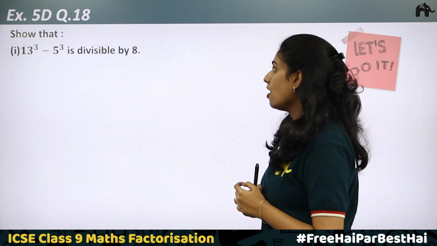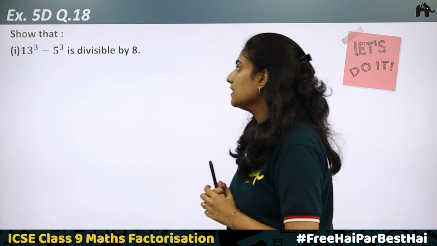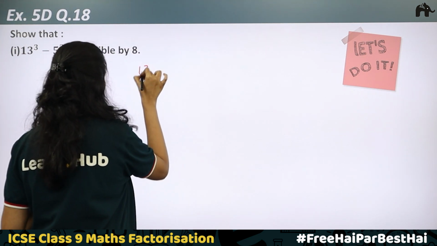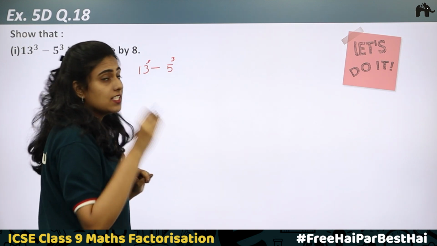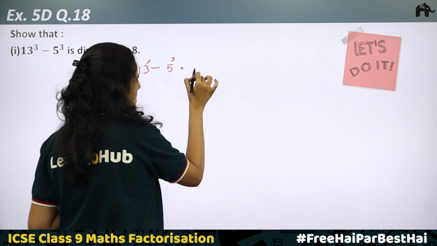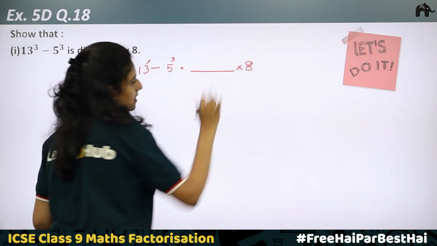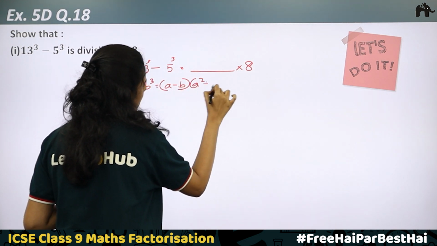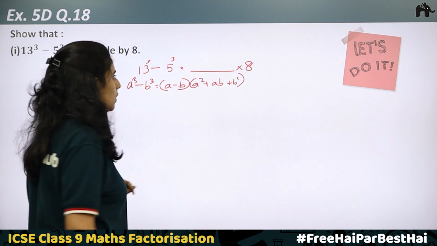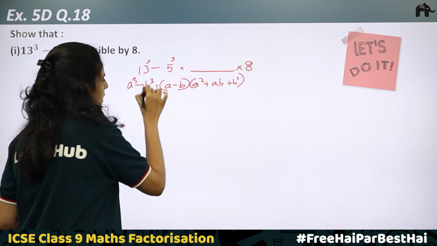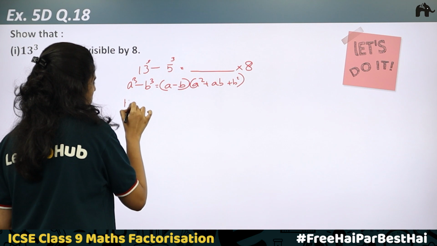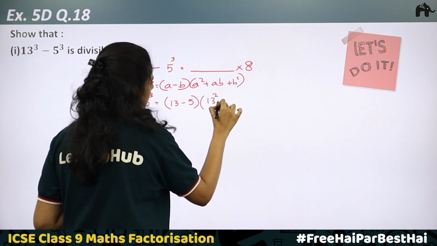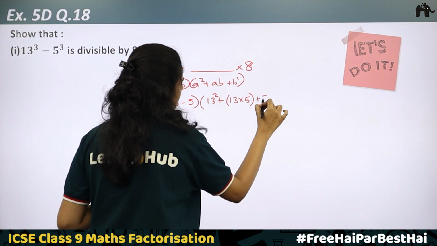Clear? Next question 18 of exercise 5D. Show that 13 cube minus 5 cube is divisible by 8. So, we know how to do this. We have done an example. So, here we have 13 cube minus 5 cube. We have to find if it is divisible by 8, which means we should be able to express this as a number into 8. Now, a cube minus b cube is equal to a minus b into a square plus ab plus b square. So, here in place of a we have 13 and in place of b we have 5. So, 13 cube minus 5 cube will be equal to 13 minus 5 into 13 square plus 13 into 5 plus 5 square.